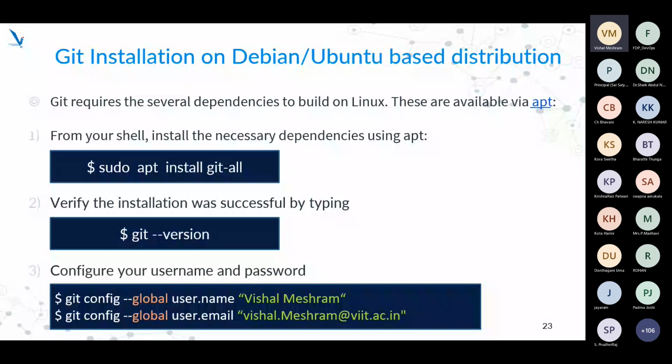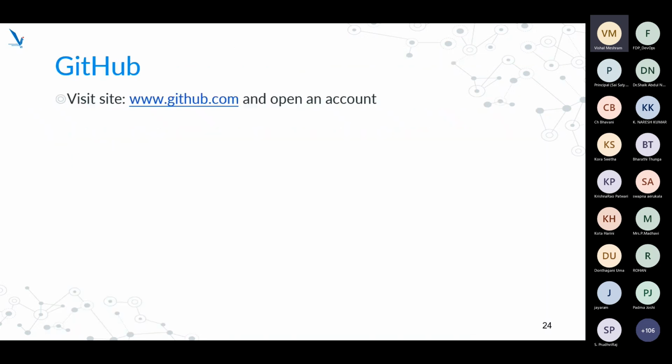So we are done with the local installation. At this point, what we did was install Git on our local laptop, local desktop, on our local machine, right? As I mentioned, we are going to work on these two different tools, so you require an account on GitHub also. I hope everyone has the account. If you don't have one, please open one by visiting this site.